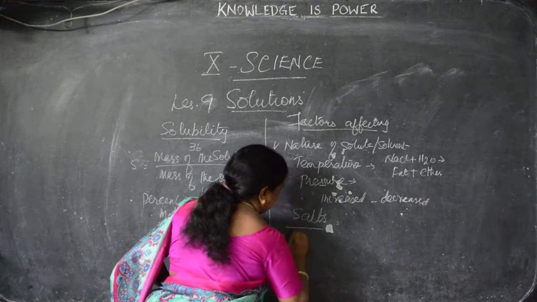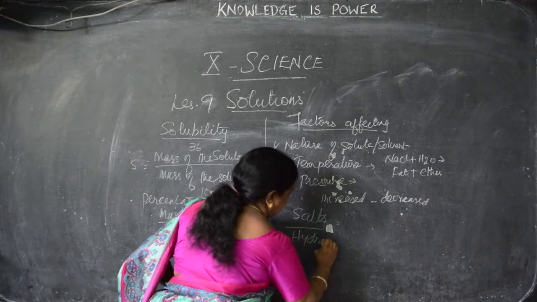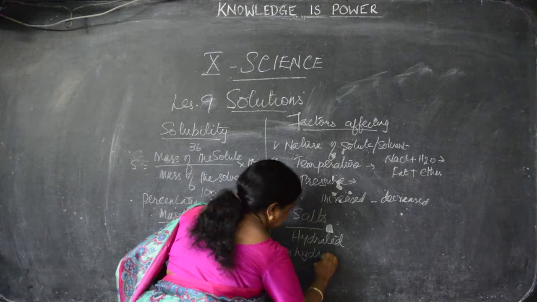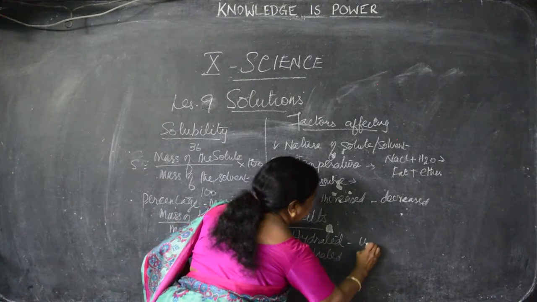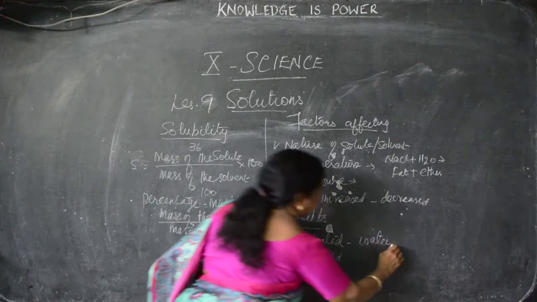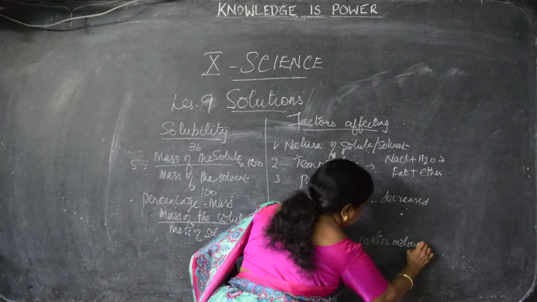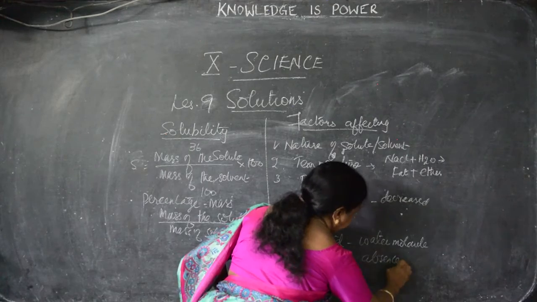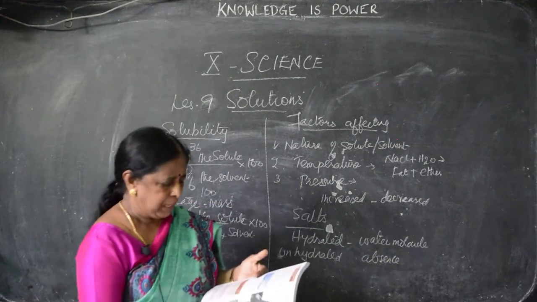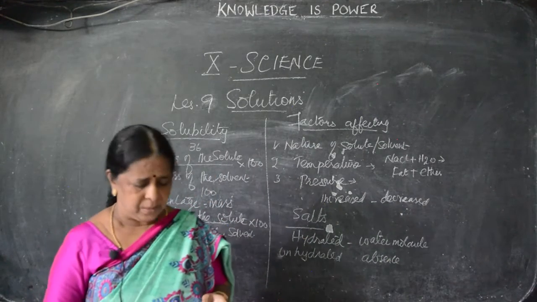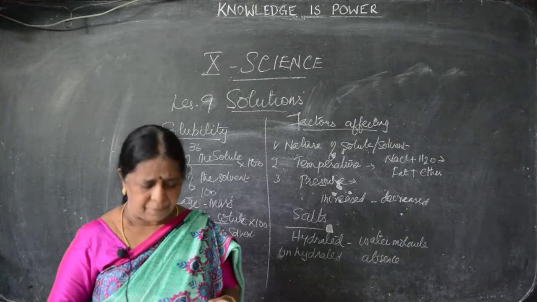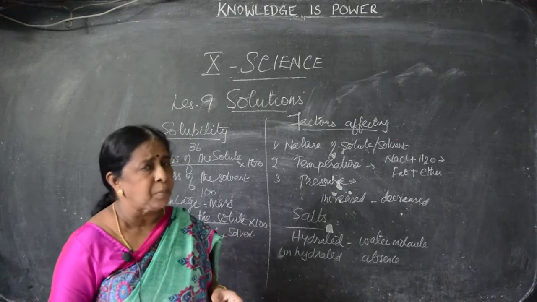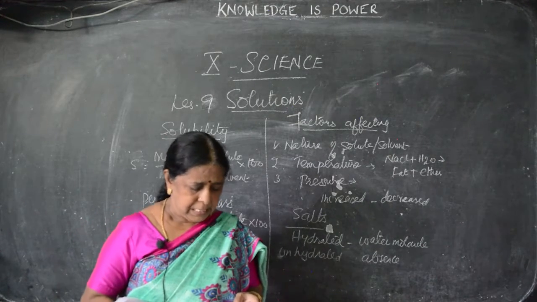Salt. Hydrated salt, unhydrated salt. Hydrated means, as I said, water molecules are present. Here, water molecules are absent. Absence of water molecules. For example, blue vitriol. Blue vitriol is copper sulfate, pentahydrate. Penta means what? 5. So how many water molecules are there? 5 water molecules. Epsom salt.